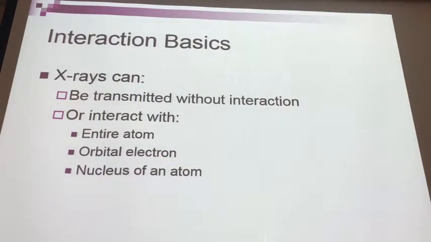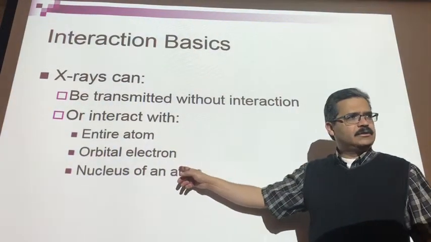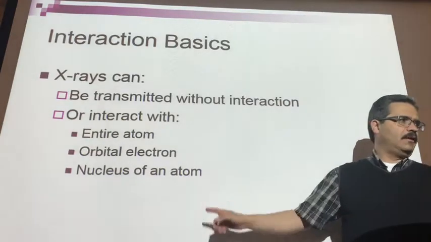So, X-rays can be transmitted without interaction. That was one thing that I didn't mention here. A lot of times when X-rays go through, they can go through a series of interactions, but at the same time, if they have enough energy, they can just go right through. You just have transmission. No energy is deposited in the tissues. Or they can interact, either with the entire atom, with the orbital electrons, or with the nucleus of an atom.